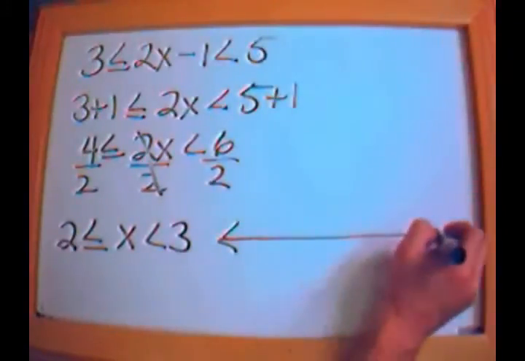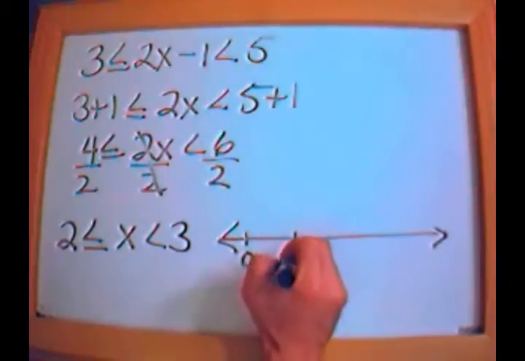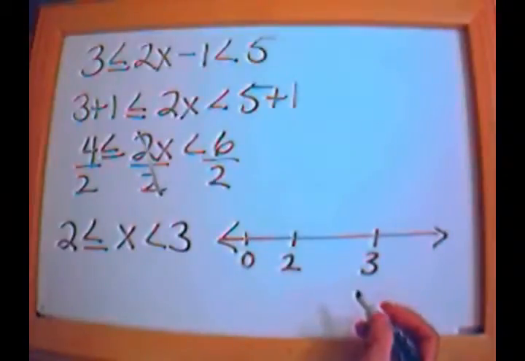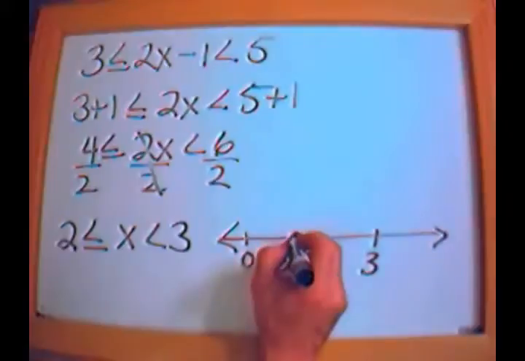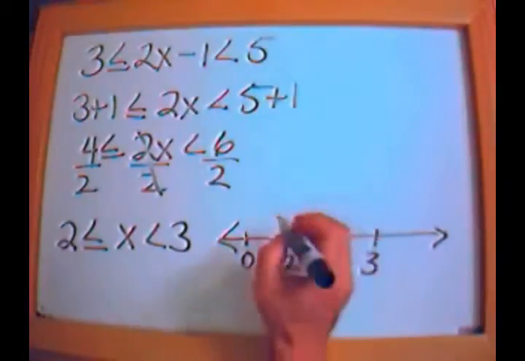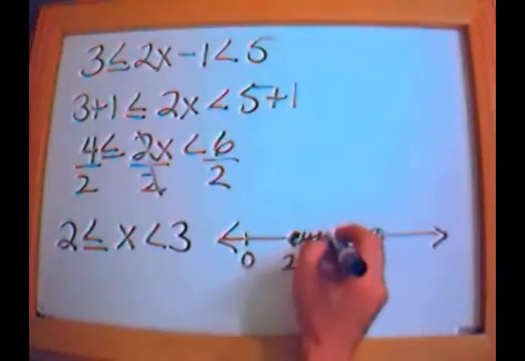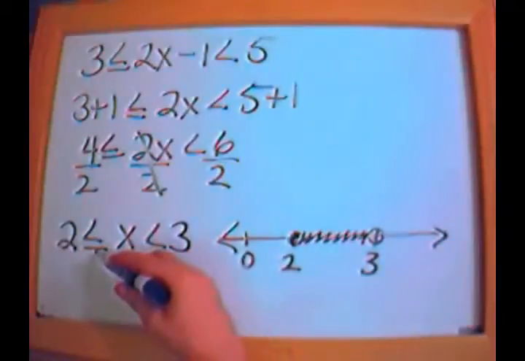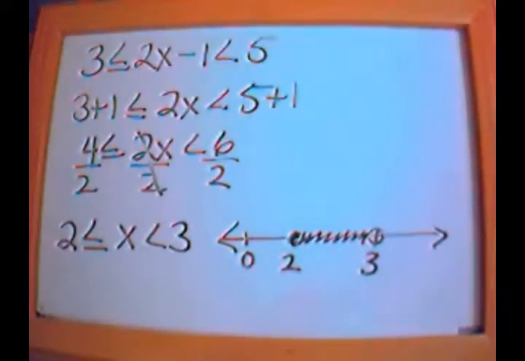Now this is kind of an interesting graph. If you graph it, let's say 0 is here, 2 is here, and let's just say 3 is here. That's not to scale. So x is greater than or equal to 2, so I've got a closed circle because I'm also equal to 2, but less than 3, I've got an open circle here. So if I graph it, it would look something like that. It's closed at the 2 but open at the 3 because it's greater than or equal to 2 but only less than 3. So 3 itself is not included in the solution.